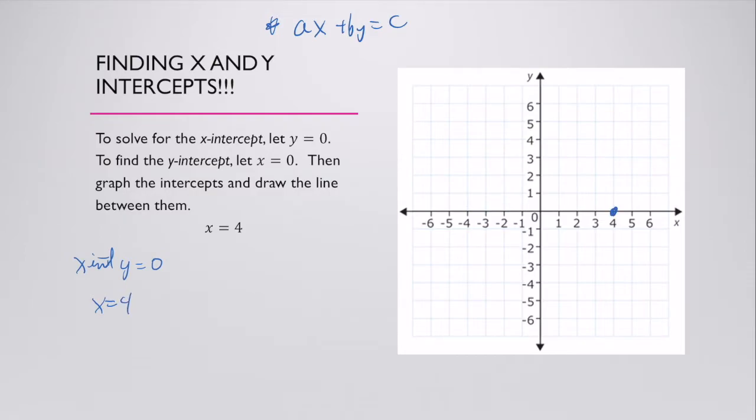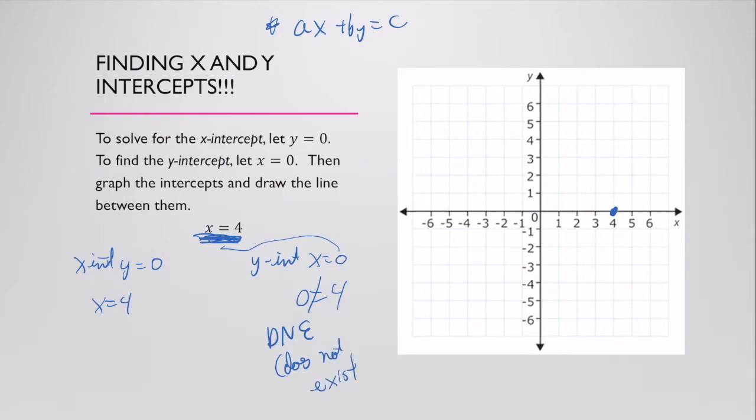Well, let's think about finding the y-intercept. To find the y-intercept, I let x equal 0. But if I substitute in 0, I get 0 equals 4, which is not a true statement. The line x equals 4 does not have, this stands for does not exist if I haven't done that already, does not have a y-intercept.